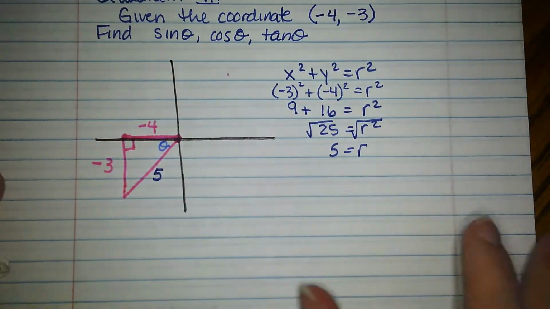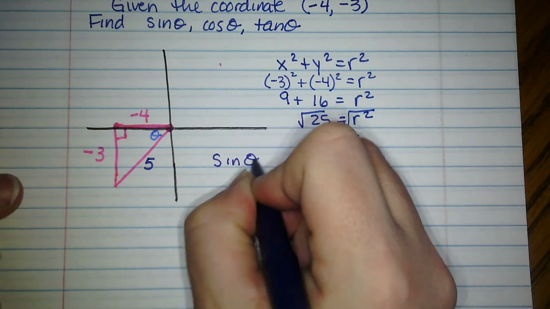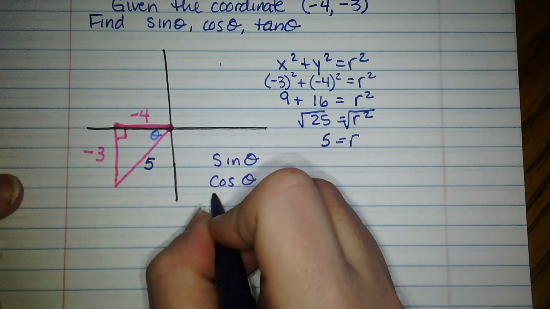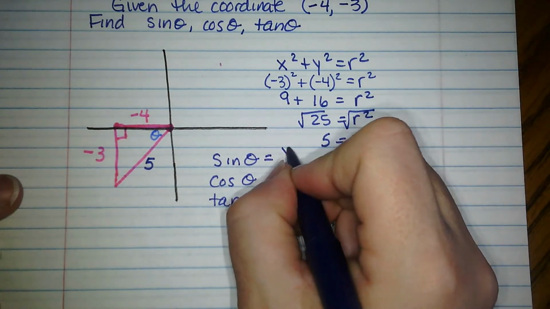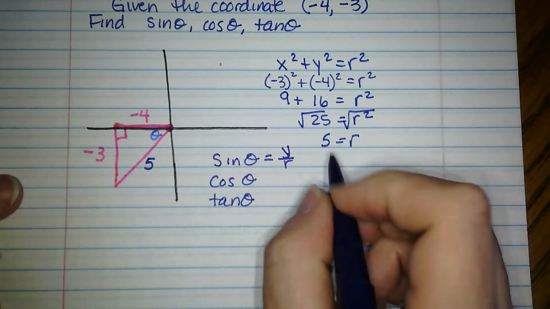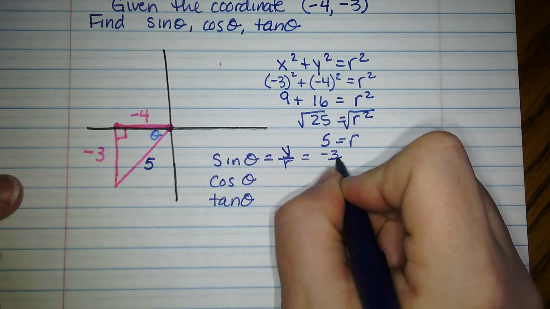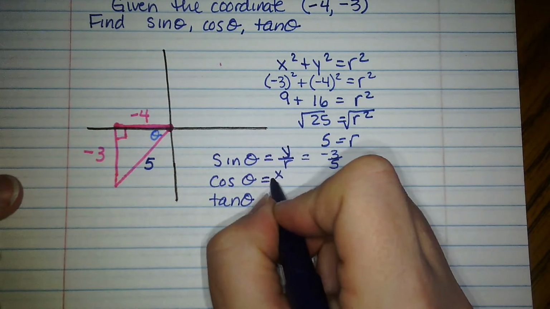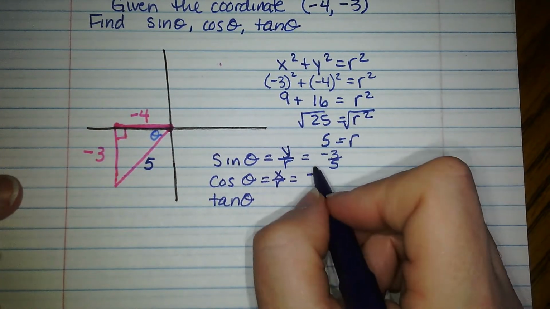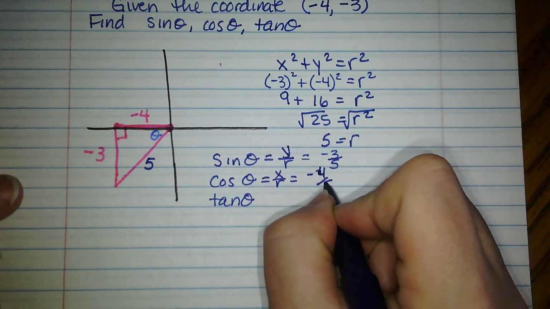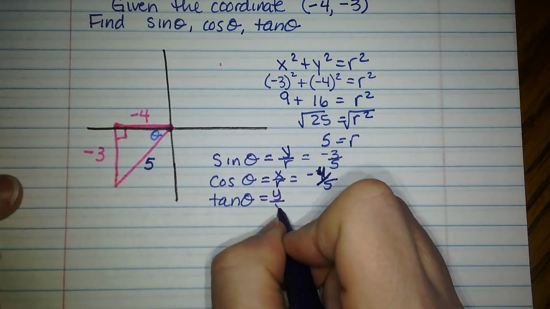So here it is. There's our 3 lengths, and what we're going to do is we're going to do sine theta, cosine theta, and tangent theta. And what you need to know is sine is y over r. And our y value is -3, so we're going to have -3/5. Cosine is x over r. That's going to give us -4/5.